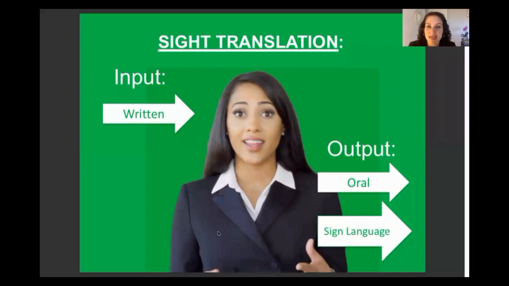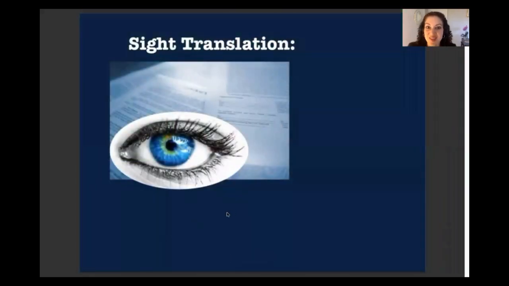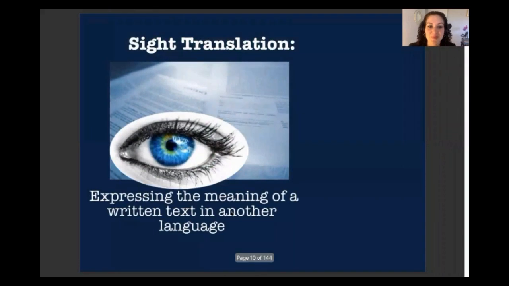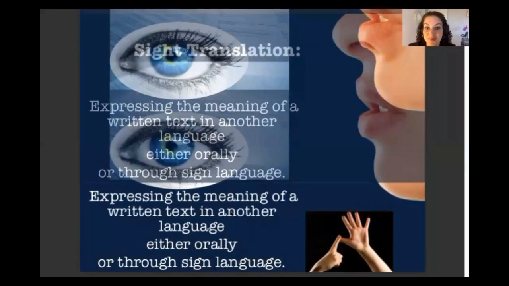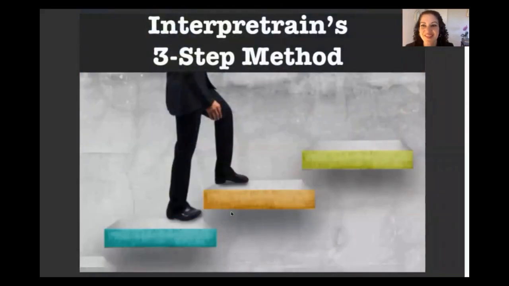So when you are going to sight translate, you receive a text message, a document, a form. You read it first fully, you get to understand it, and then you render it out loud. Your output is going to be either oral, in spoken words, or in sign language if you're a sign language interpreter. So that's what makes sight translation unique: your input is written. Defining sight translation in a nutshell, it means expressing the meaning of a written text in another language, either orally through spoken words or through sign language. So that'll be our working definition for this mode of interpretation.